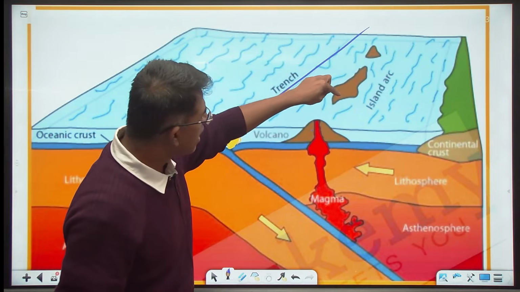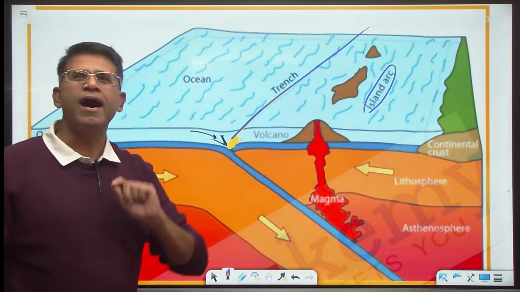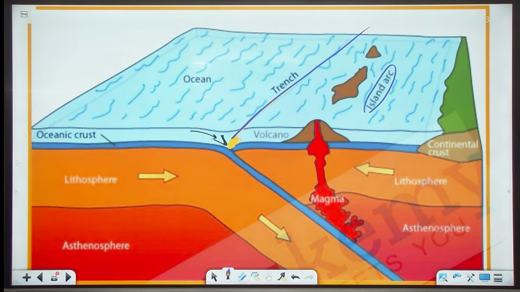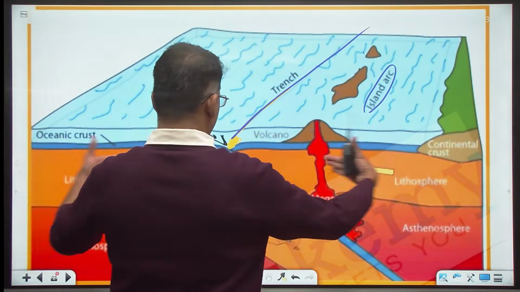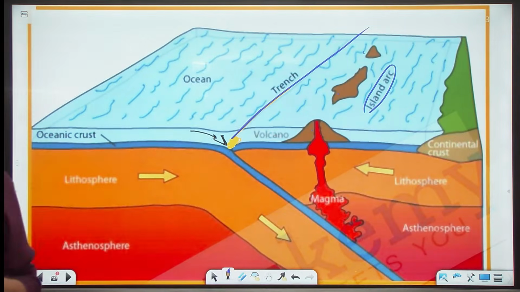They're called archipelagos or also called island arcs. So these two are colliding, collisions, and one has gone inside.